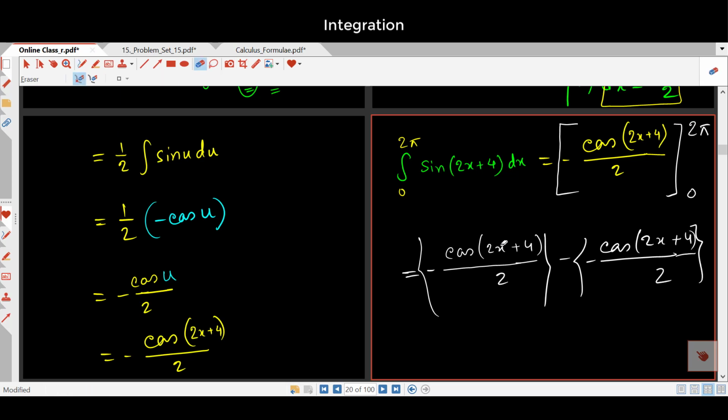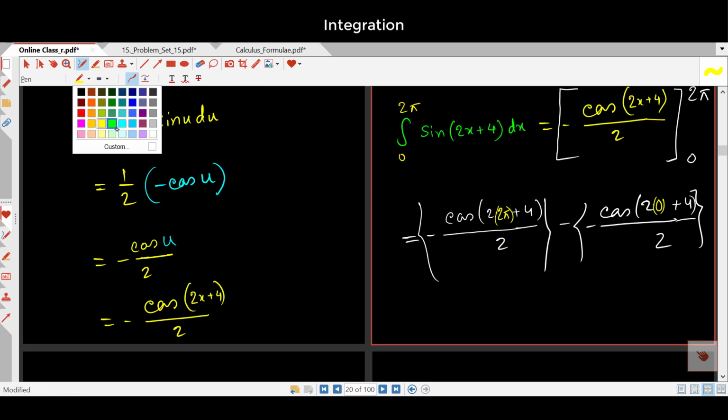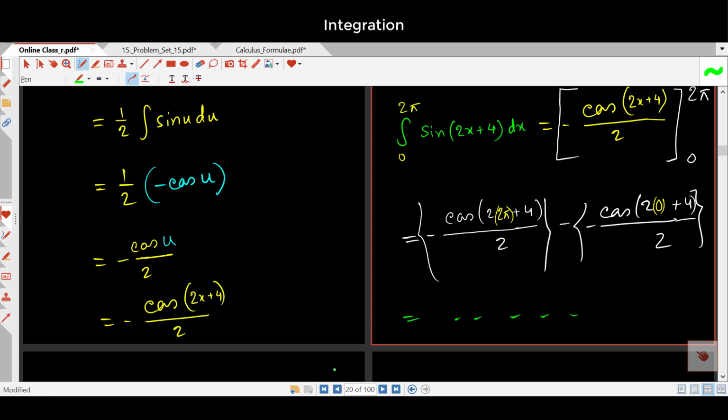So antiderivative at upper limit, here our upper limit is 2 pi. And antiderivative at lower limit, so the lower limit is 0. So now you can do some simplification and you will get the result. Okay, so this is up to your calculation, but the main part is this.